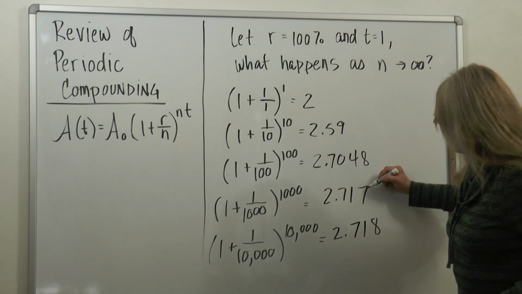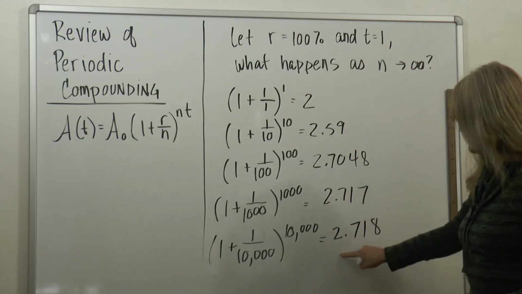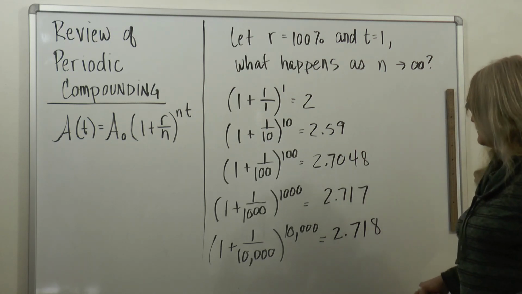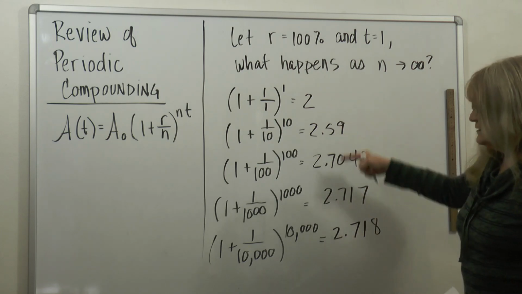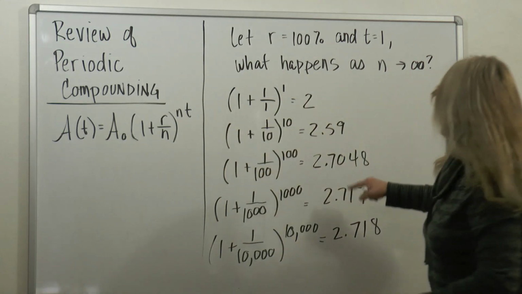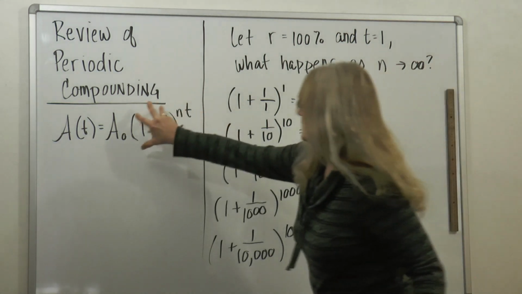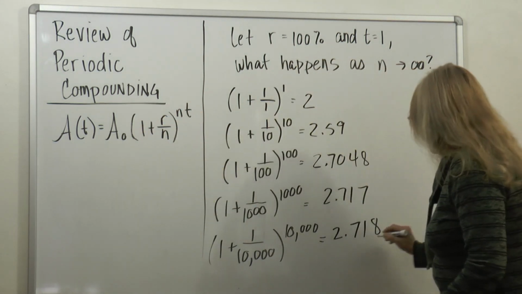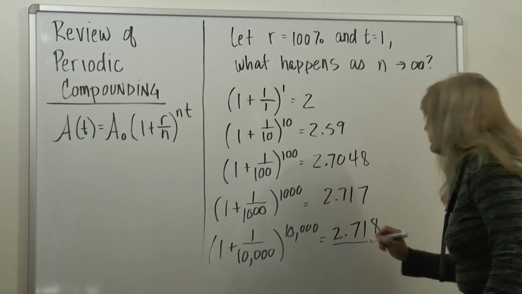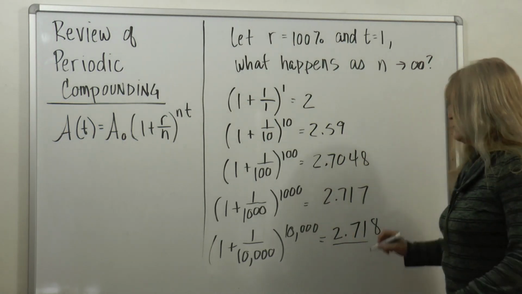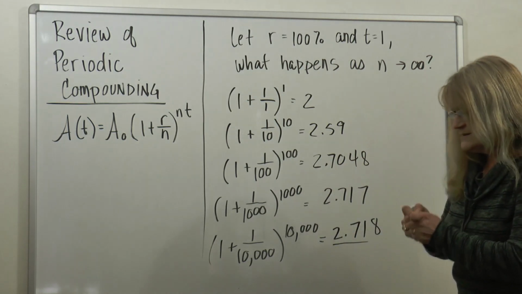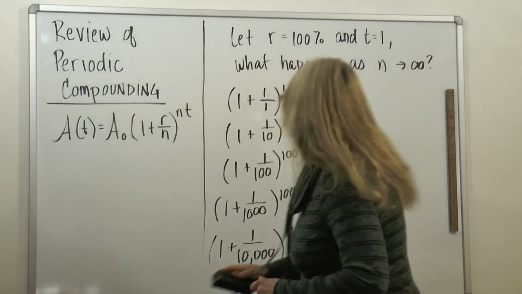So just going further out, it'll be 2.718 and then some number. So what this is leaning towards, as n goes towards infinity, the entire value of this compounding goes towards 2.71. Remember what that is? That's e.